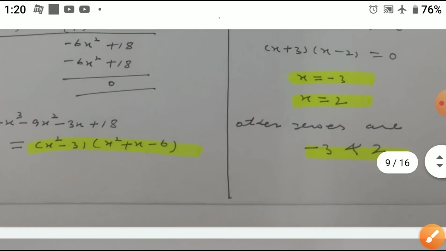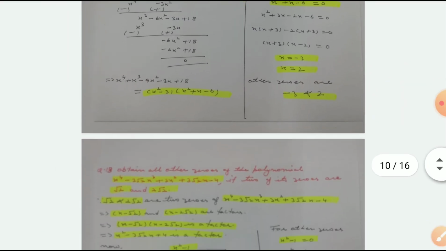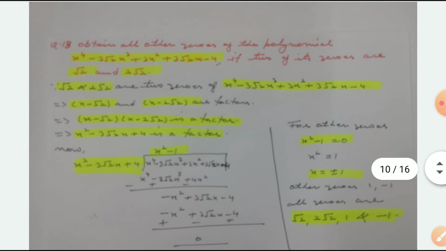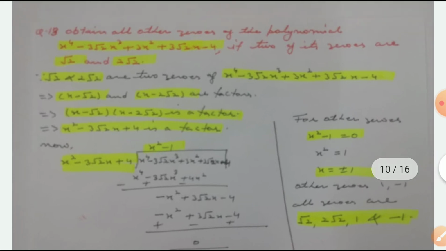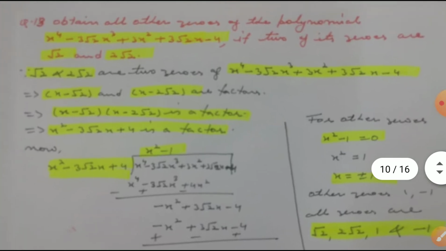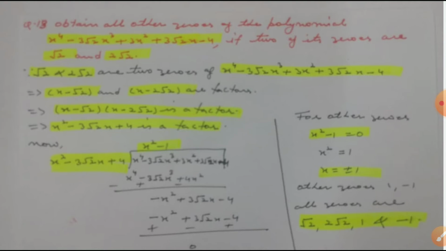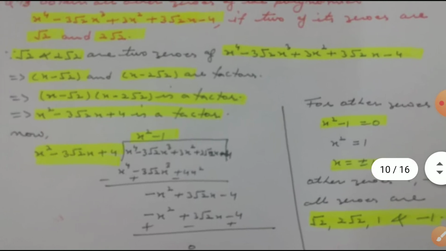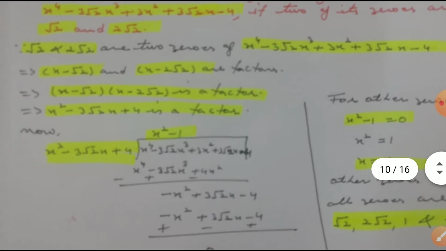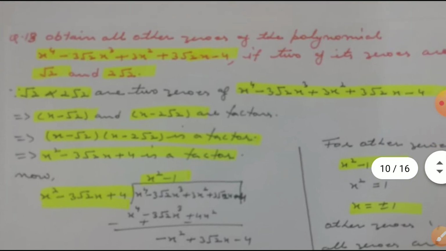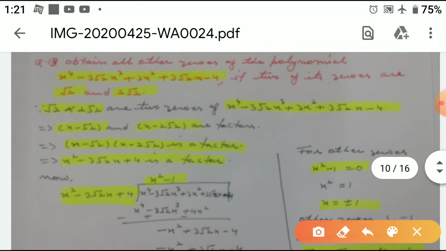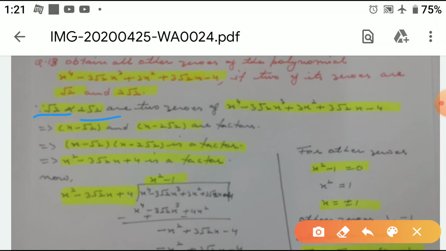Now come to the next question, that is question number 13. Obtain all the zeros of the polynomial x⁴ - 3√2x³ + 3x² + 3√2x - 4 if two of its zeros are √2 and 2√2. The question is different but similar to the above question, right? So look at this question now. √2 and 2√2 are two zeros.